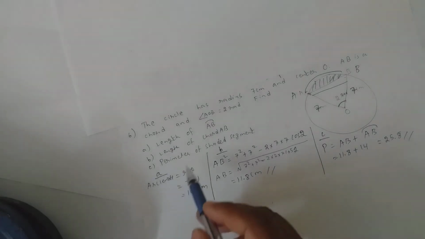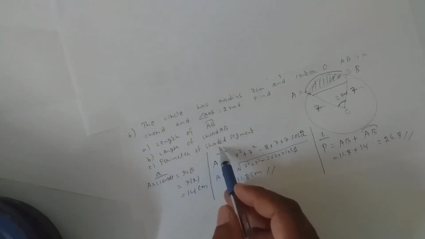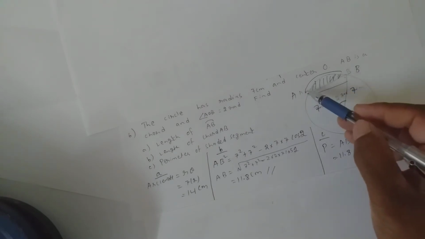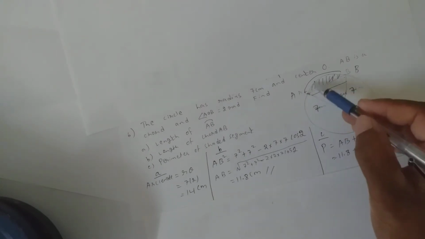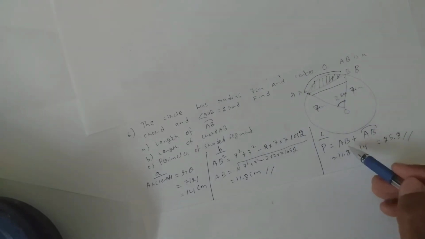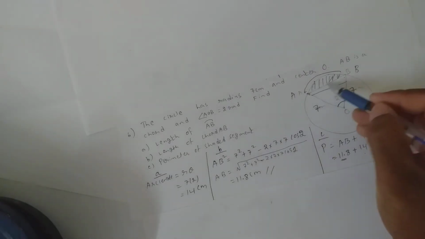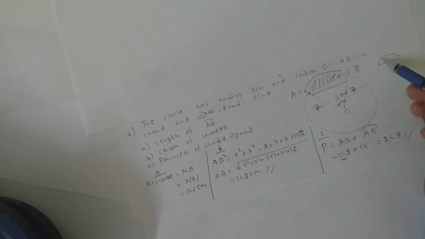What is the perimeter of the shaded segment? How do I get the shaded segment? By adding the boundaries of it. So it is nothing but AB and also the arc length AB. So AB plus arc length AB. AB is 11.8 from the second bit and arc length AB is 14 from the first bit. So if I add both, I get 25.8. Is it clear? Only the boundaries you need to add for the shaded region. This one and this one. Is it clear?